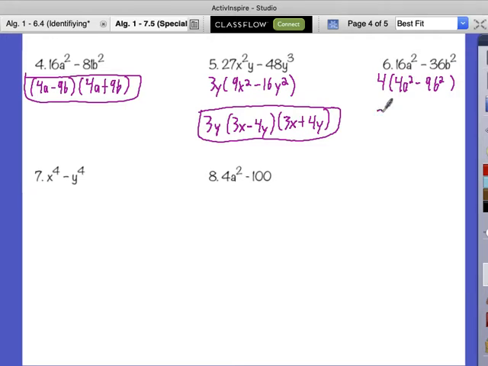So now what can I write in my next step? 2a minus, wait a second, I'm looking at the wrong one. 2a minus 3b, and then 2a plus 3b. Is that it? No. So 4 in the front, the GCF.